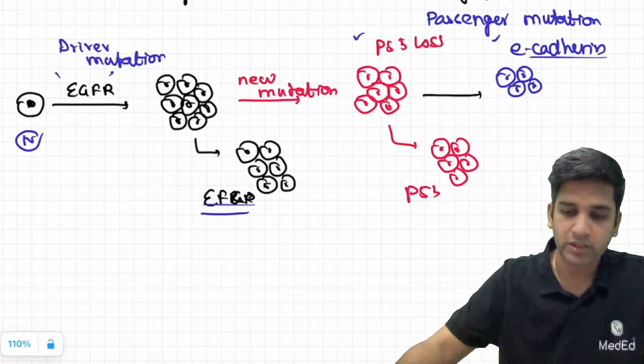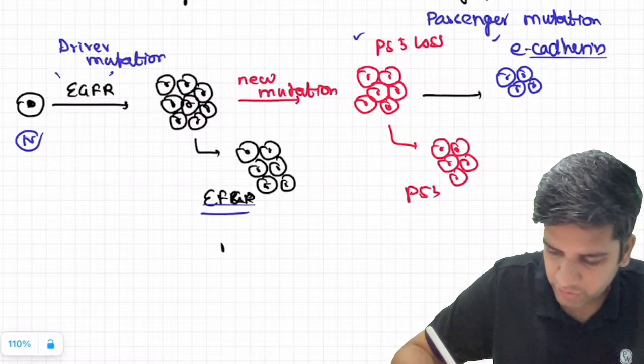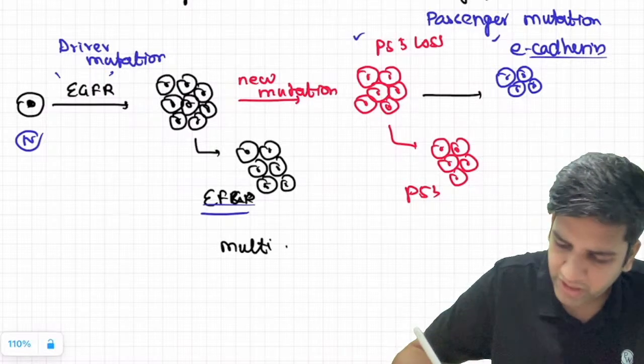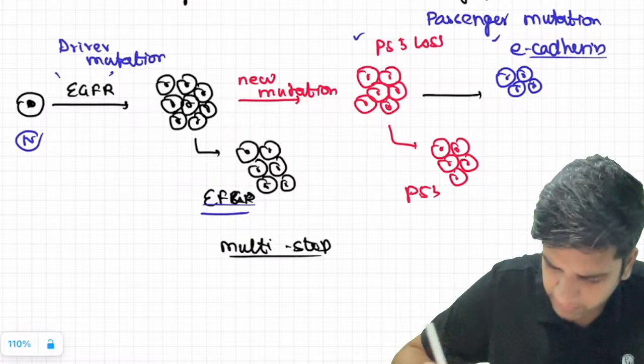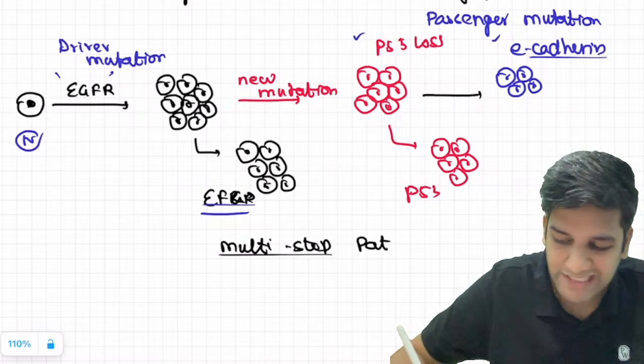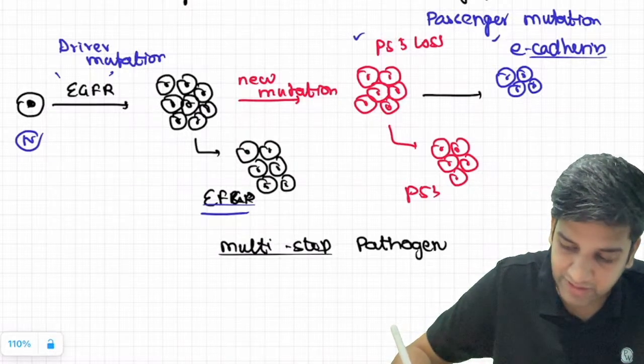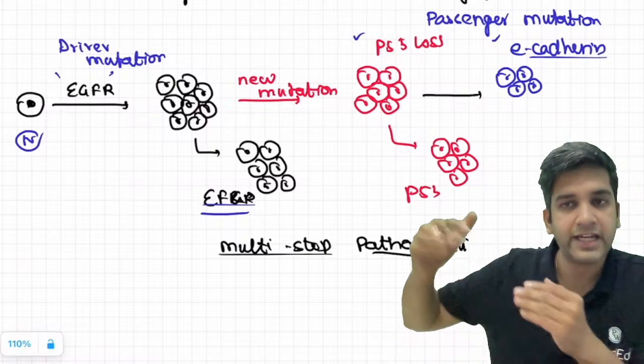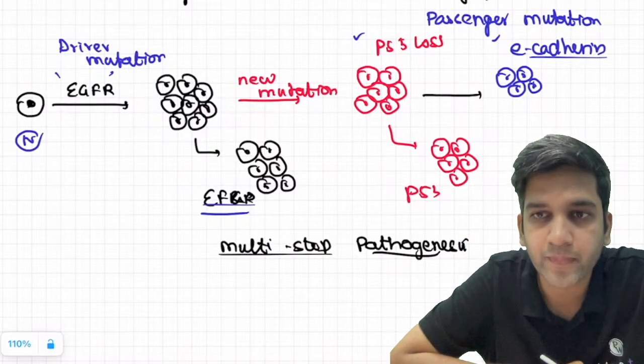This is called multi-step cancer pathogenesis. Almost every cancer will happen the same way. It will be a multi-step pathogenesis. It's not a single event. A single event starts it, but it keeps on adding more and more and more.